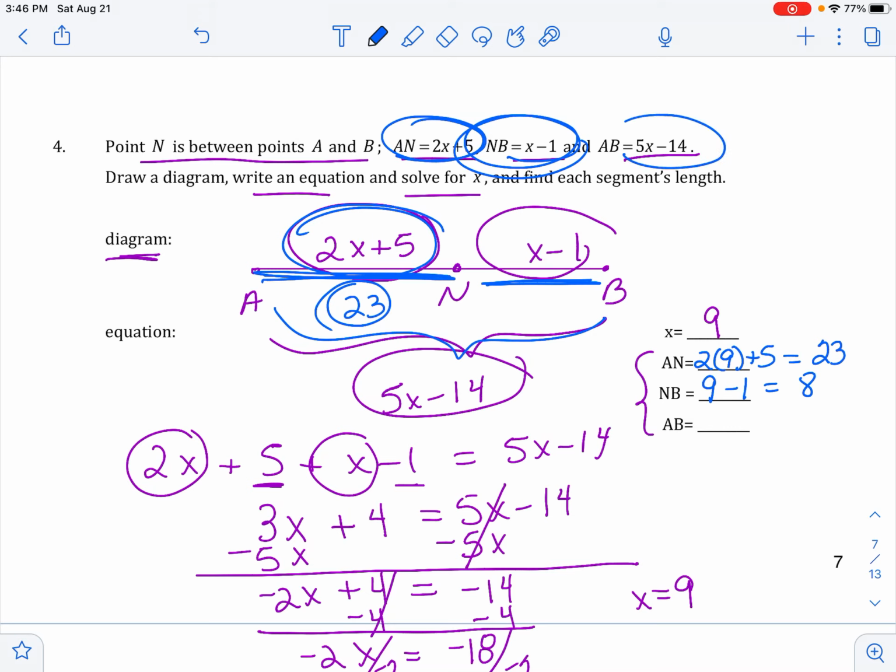And you could do the exact same thing for AB. So 5 times 9 minus 14. You can figure that out on your calculator, ends up being 31. Or the other way you could do it is, we know what these two pieces are, so we just said that if you add them together, you should get to AB, which is 31, and we get the same answer. So these are the numbers I'm looking for.